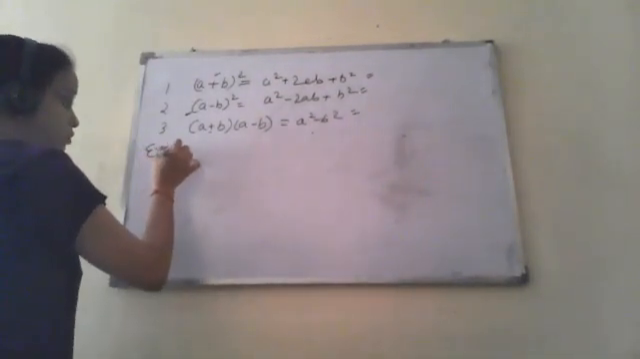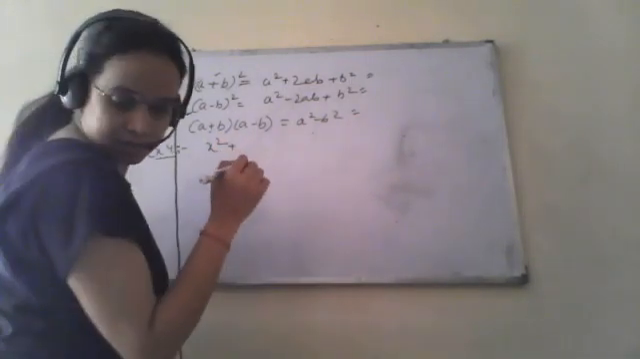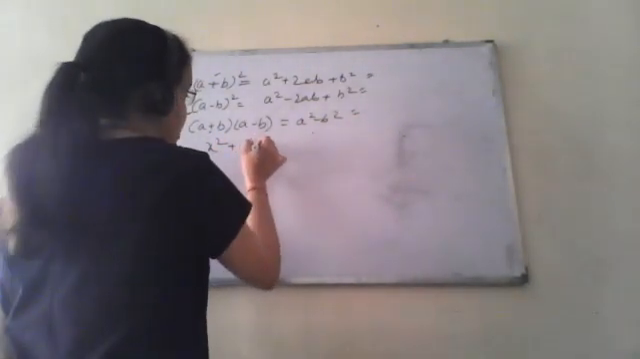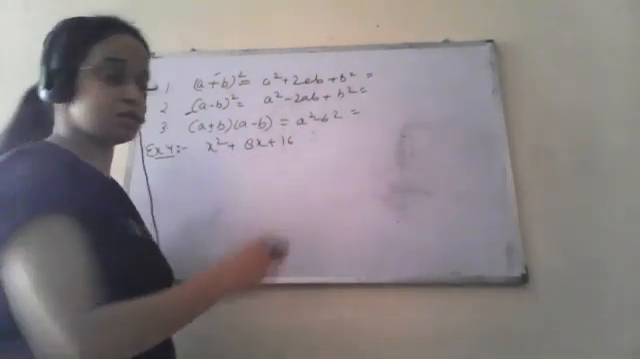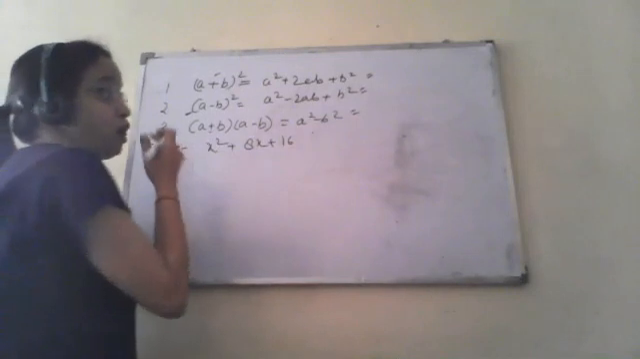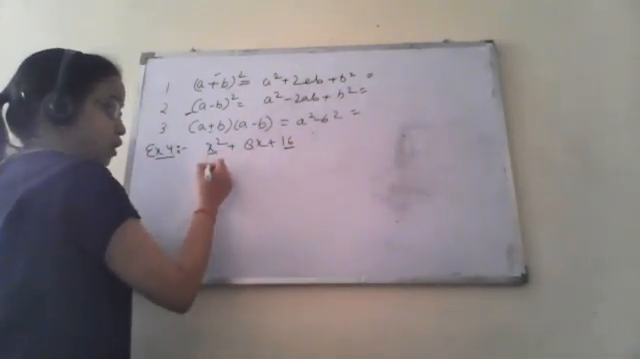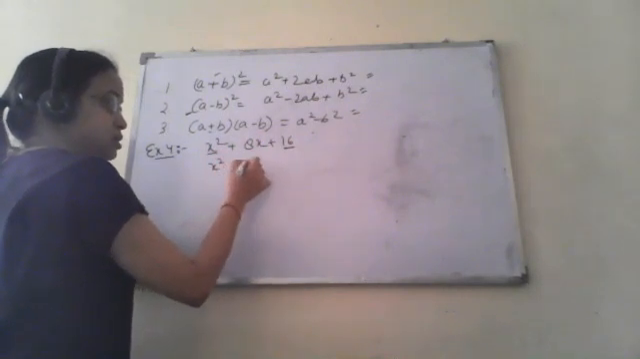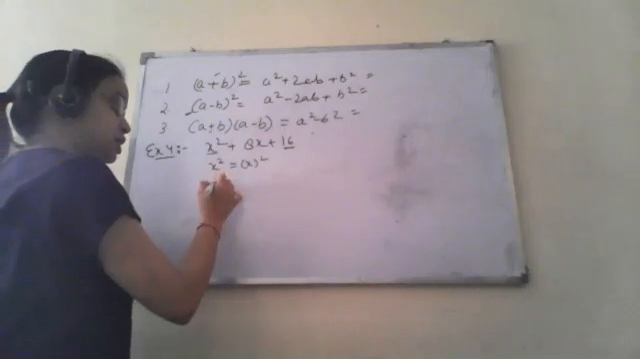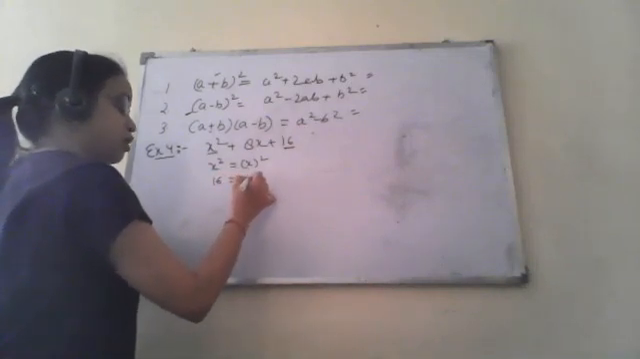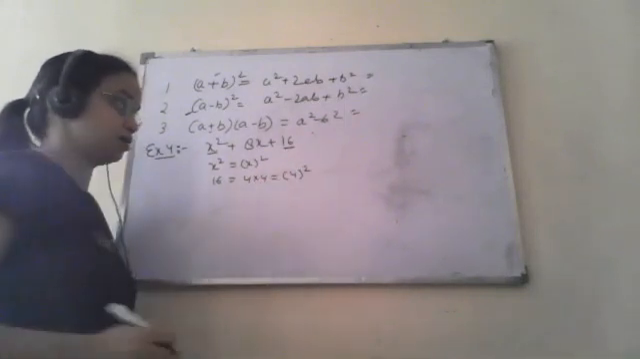Example 4. So this is x square plus 8x plus 16. Questions will be given in these expression forms, these quadratic expressions. So we have to identify the squares of these. This x square can be written as x whole square. Clear? Now this 16 is what? This is the square of 4, or it can be written as 4 into 4, or it is 4 square.